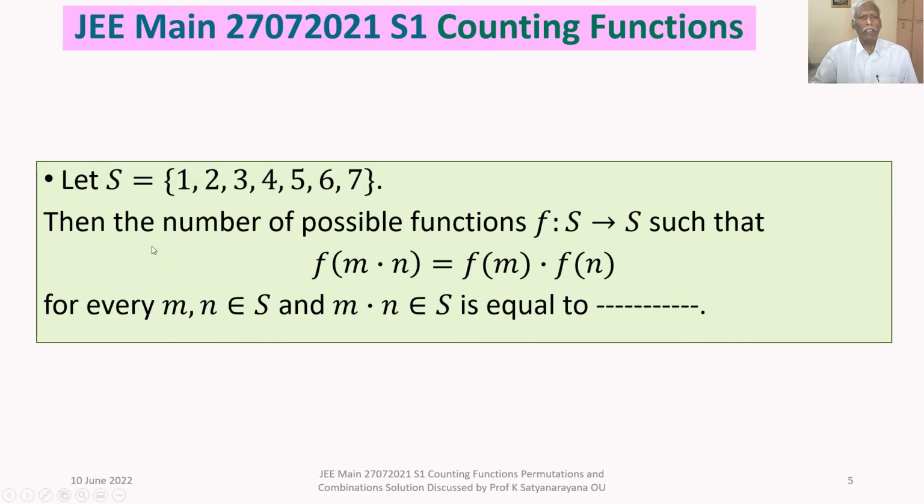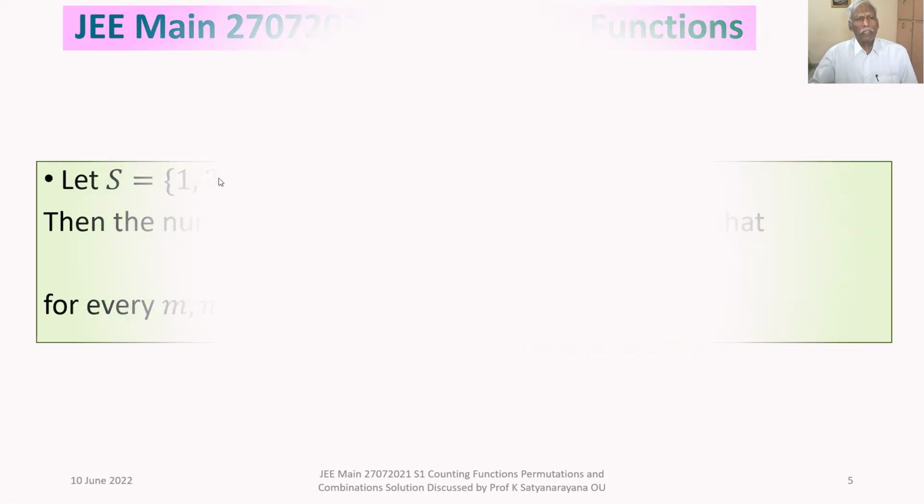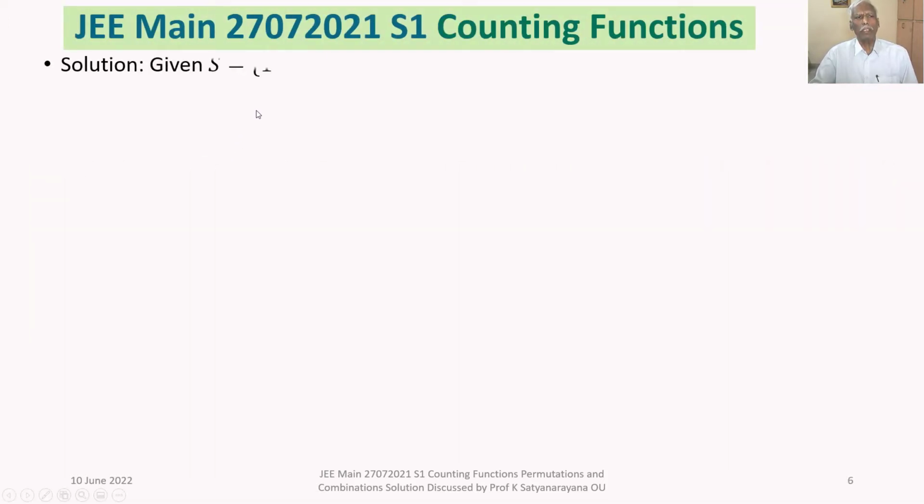So we have to find the number of functions f from S to S which satisfy f of mn equal to f of m into f of n for every m, n, and for such m, n belonging to S such that m into n again belongs to S. That means you have to consider all m, n such that m into n also belongs to S. We will now discuss the solution of the problem in detail.